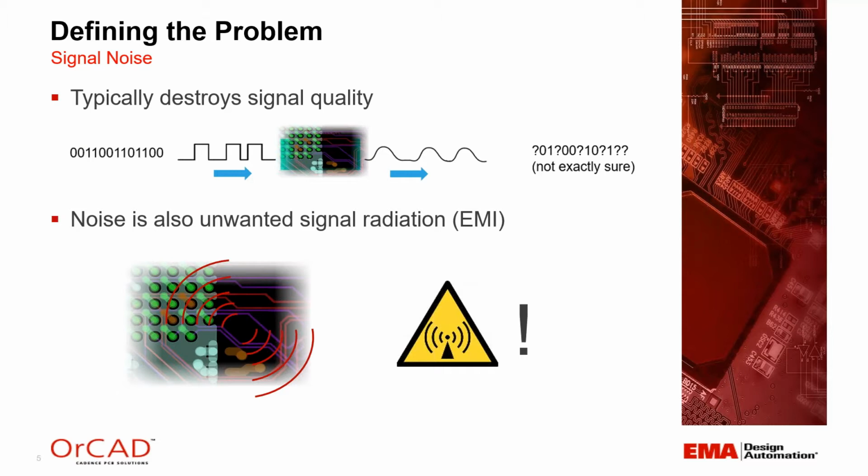Noise typically destroys signal quality. You have a distinct set of data streams that you're transmitting, and normally you can distinguish the 0-1 state changes, but on the receiving end, after the signal quality is somewhat impacted, you're not really sure where those transitions occur.